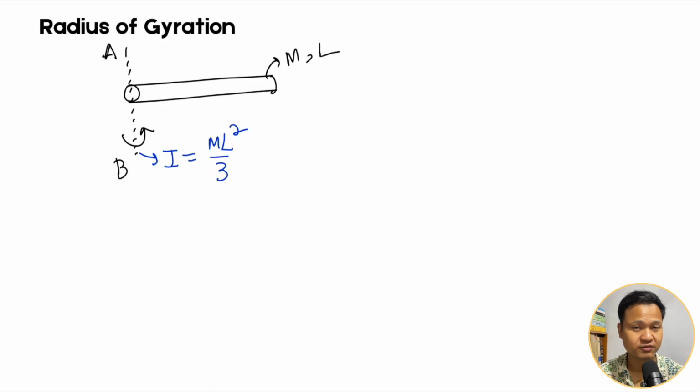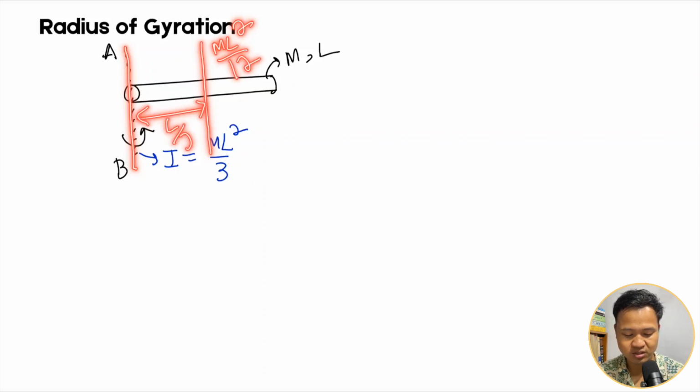Yeah, so you have to remember. Okay, for the rod about this end, this will be m l square by 3. If I draw one axis here, through the center of mass, then using the parallel axis theorem, this is ml square divided by 12. Okay, so what is d? So d is l by 2.